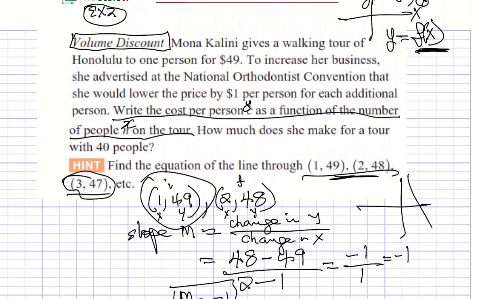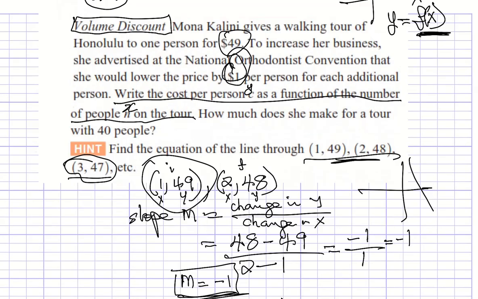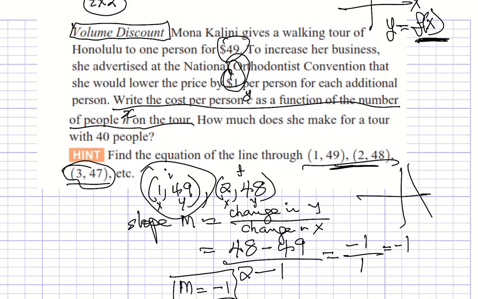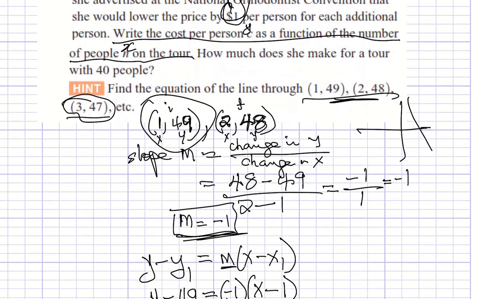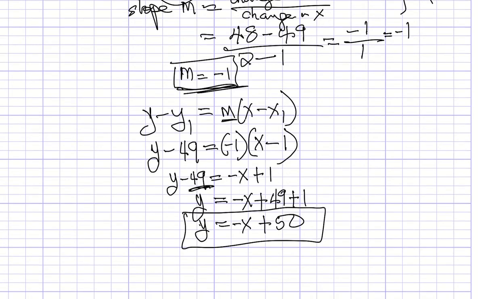Don't forget, people represent, you know, 49 and then one person. Okay, this is person right here, and this is person right here, because she reduced it to 48. And this is the money here. That's the initial. Okay, fine. So it's what they say. How much does she make for a tour with 40 people?